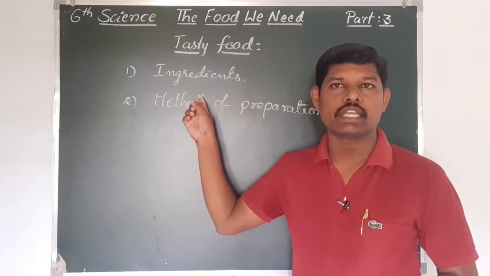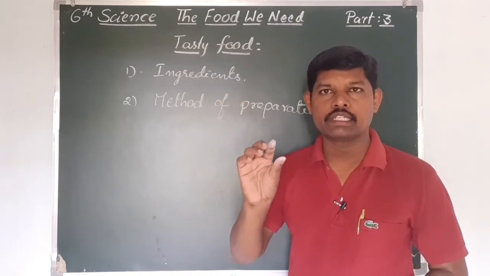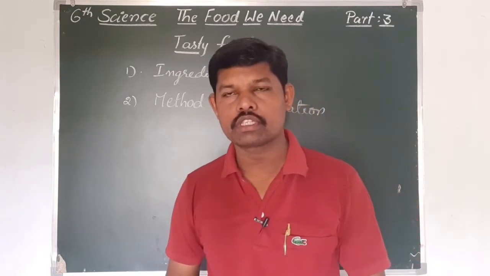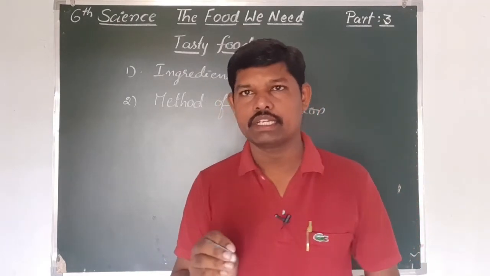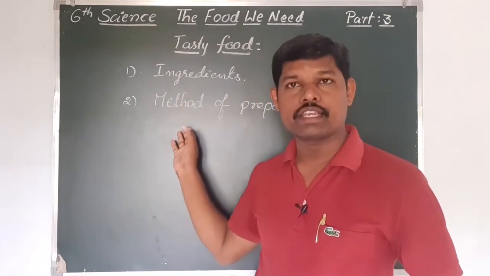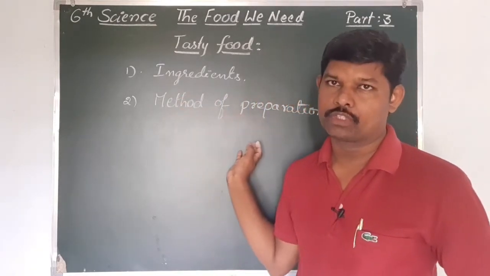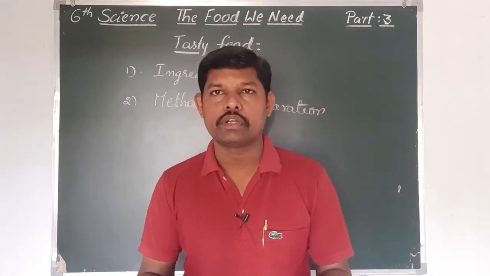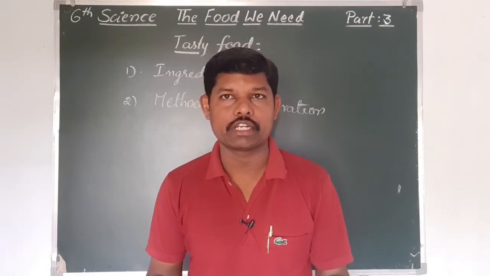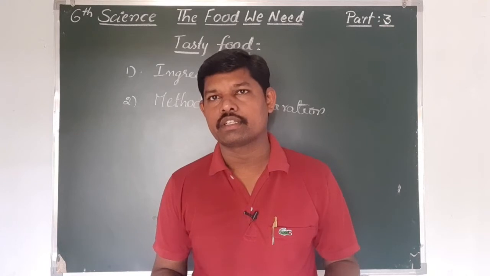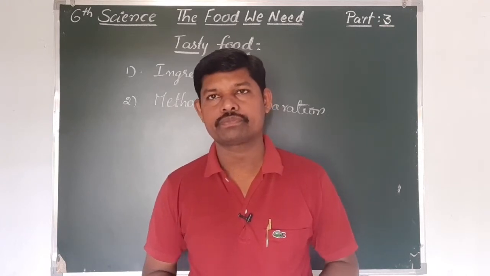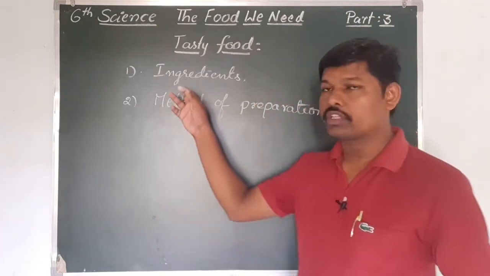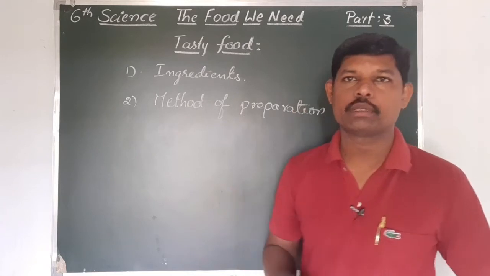One thing, ingredients. You have to add different ingredients. That means if you use all the required ingredients, definitely the food will be tasty. And the second thing is method of preparation. This is also very important. If you have all the ingredients but you don't know how to cook, which method to use, then the food will be spoiled. That is why to prepare tasty food, we need to follow these two things, ingredients and method of preparation.